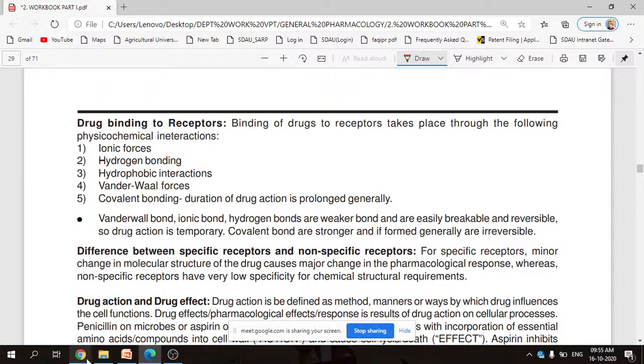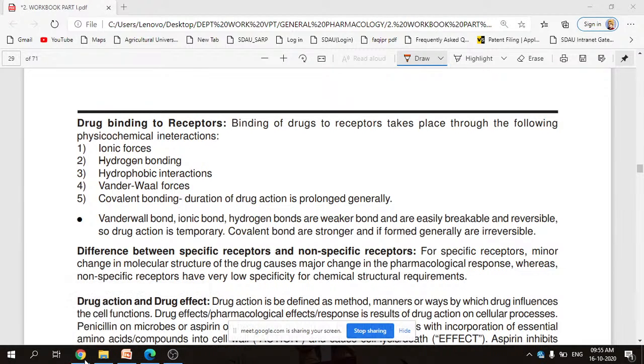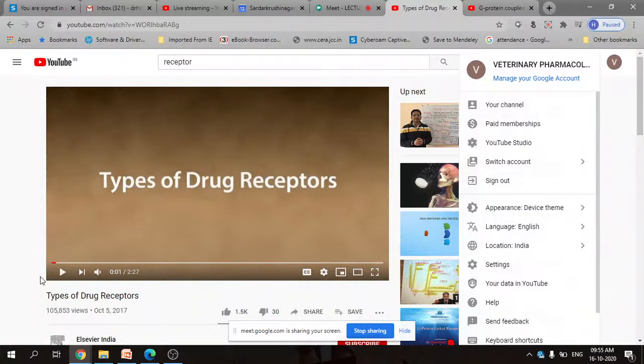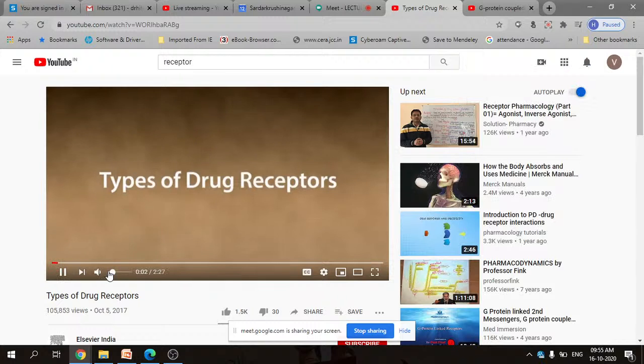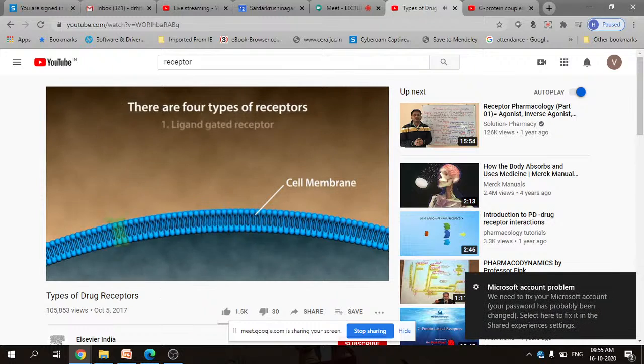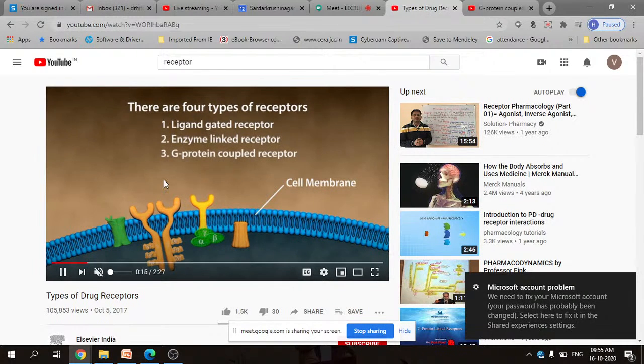Now, before going into the details, let me show you some important aspects of the receptors and all these things. There are four types of receptors. There are a total of four types of the receptors. Number one, ligand-gated receptors, that I have already told you. Then enzyme-linked receptors, that modulate the activity of the enzyme. Then the third one is the G protein coupled receptors, and the fourth one is the intracellular receptors.